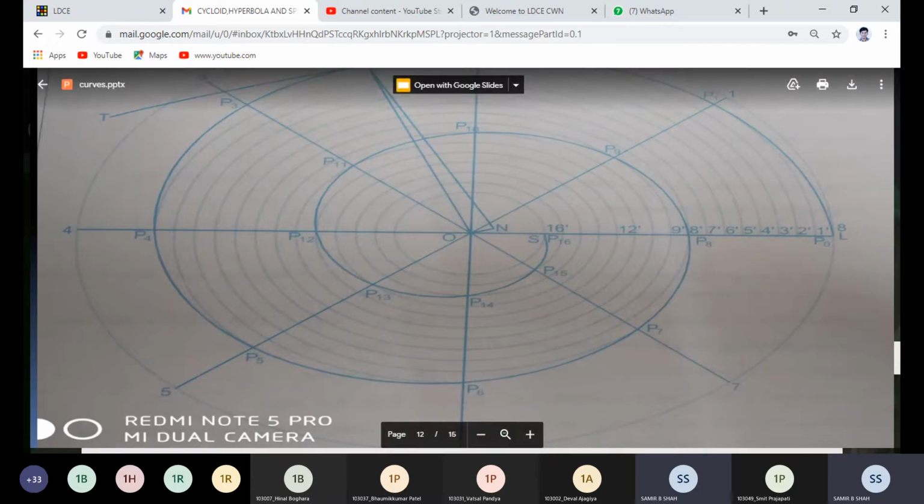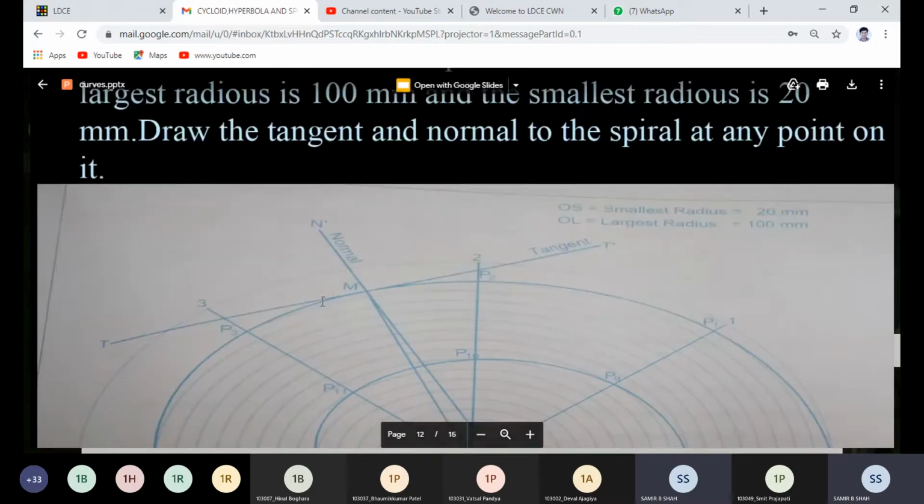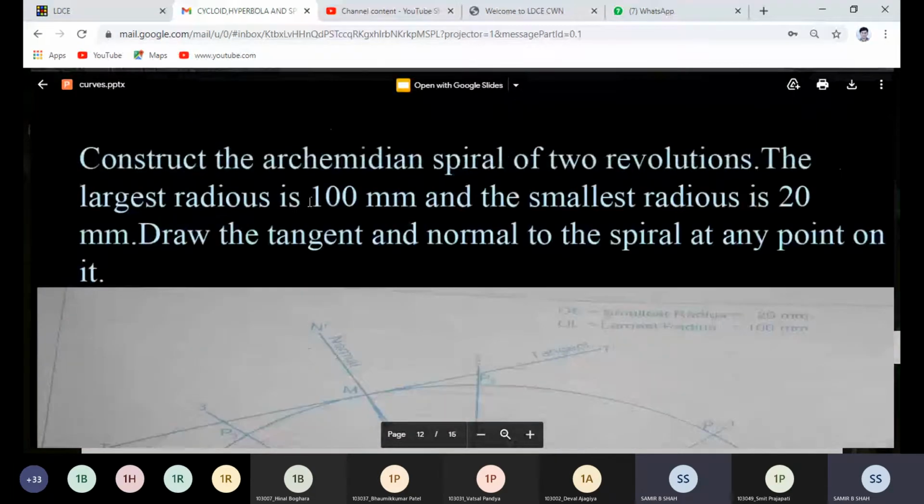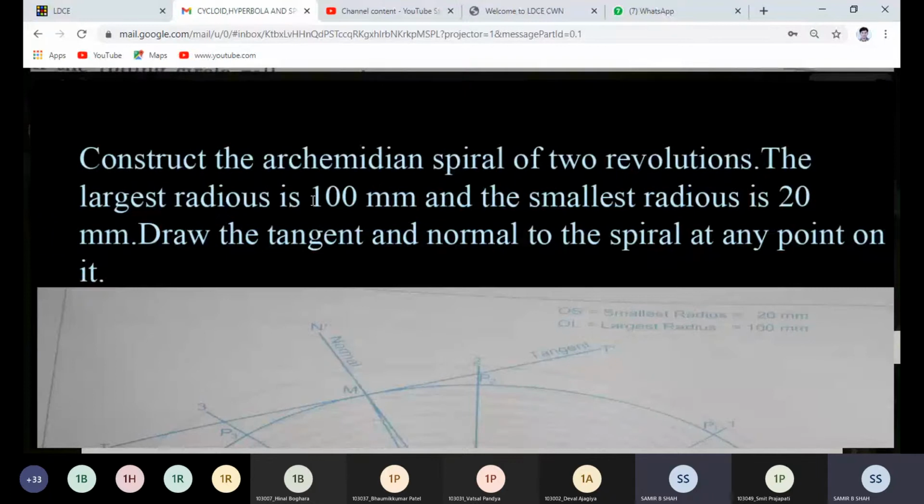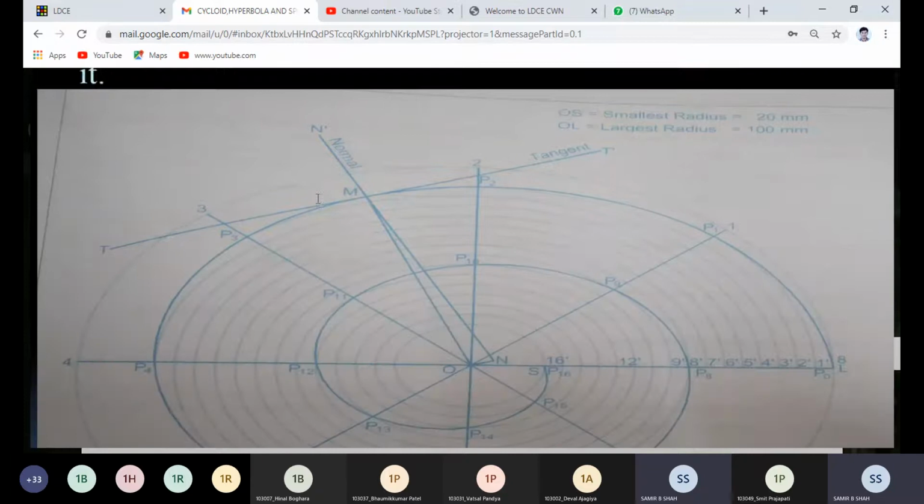Same way, OL is also radius, which is 100 mm, and draw the circle. Okay, दो circle आपको draw करना है. Already the dimension given to you. Concentric circle draw करना है. So circle center दोनों के same ही आएंगे. 20 mm and 100 mm. OS and OL.